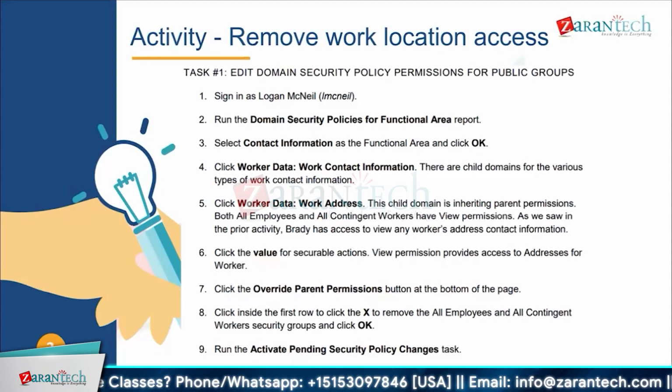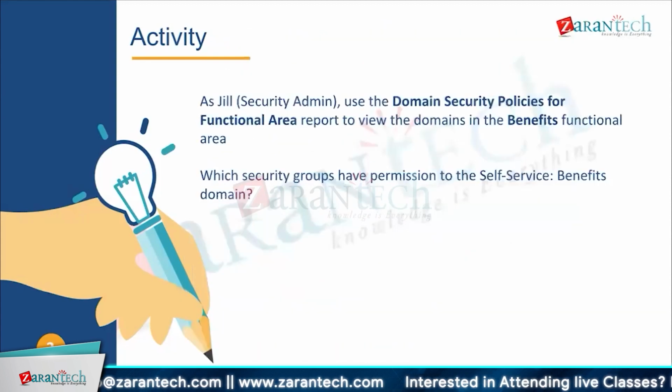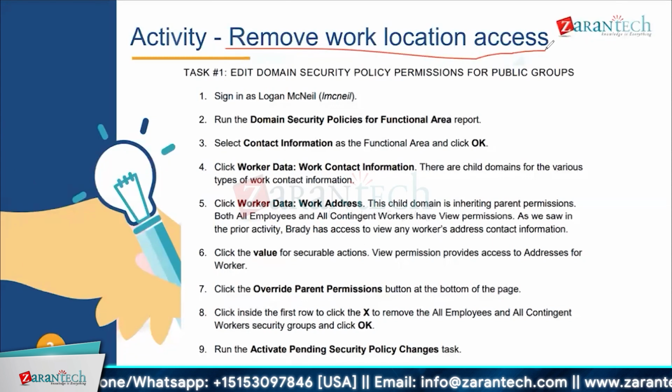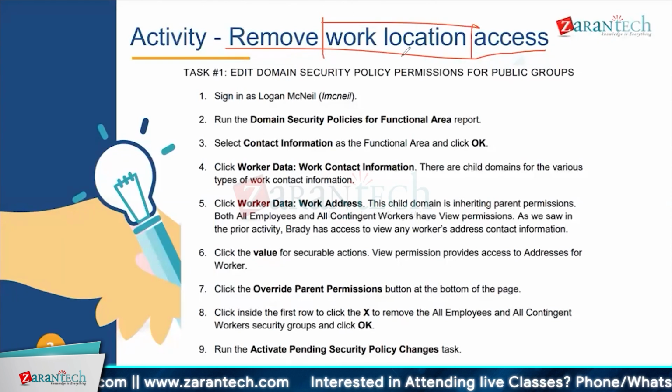So, this is what we have discussed so far. And based on that, we'll go through these activities one by one. So, the first one says remove work location access. Now, the keyword here is work location. Work location would be something that comes in your contact information functional area. So, this activity is going over the longer route.